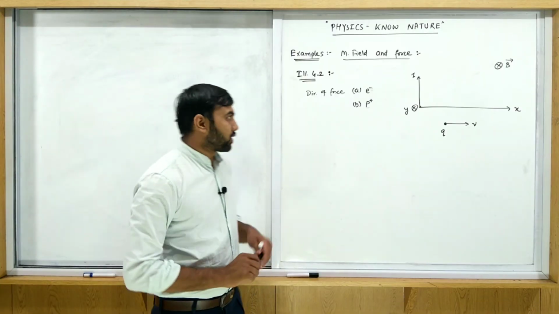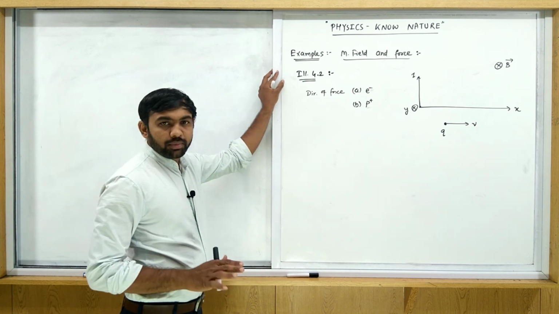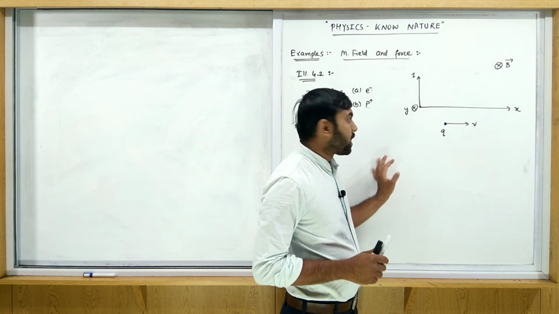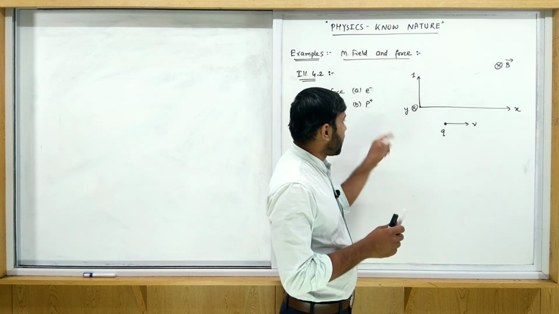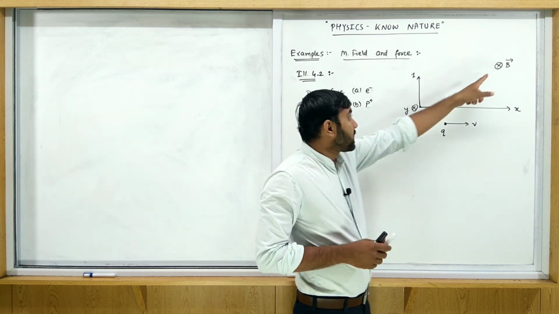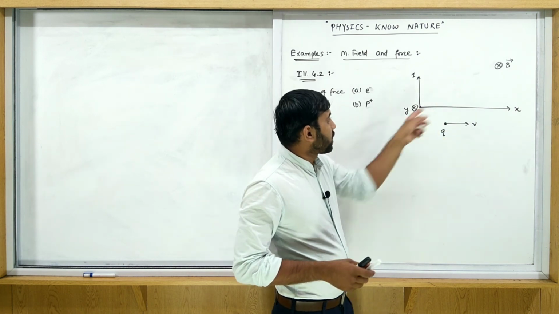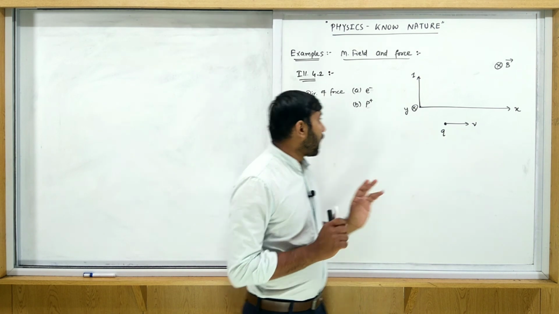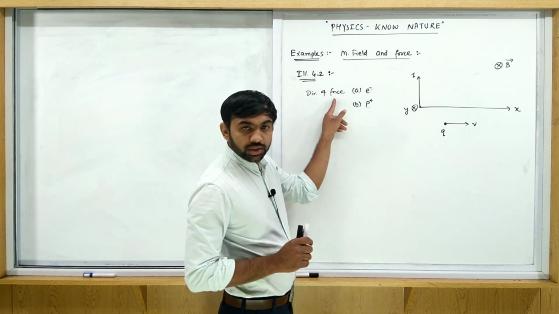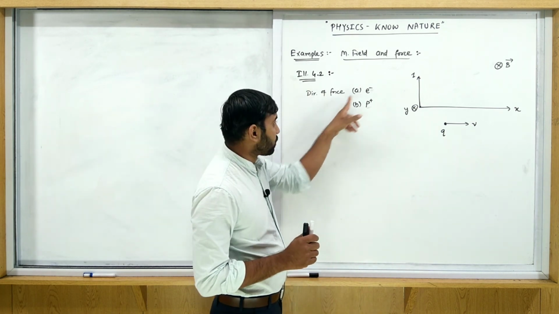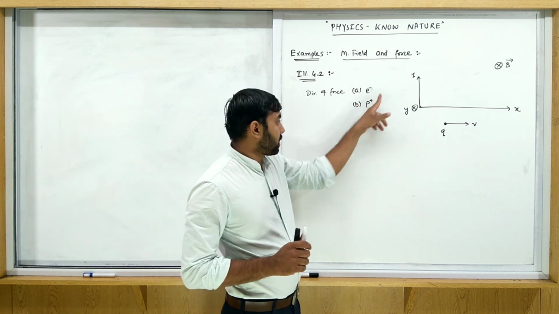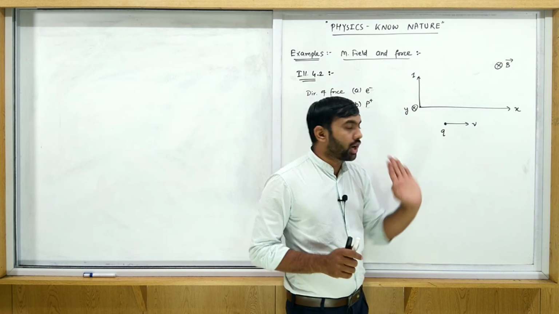Okay, now come to illustration number 4.2. Now what is the problem statement? Actually this type of figure is given to us, x, y and z axis. Here y is going into the plane, and B is parallel to y. So y is going into the plane and B is also going into the plane. So this type of situation is given to us. Now we have to find the direction of force on electron and on proton when both are projected along x-axis.